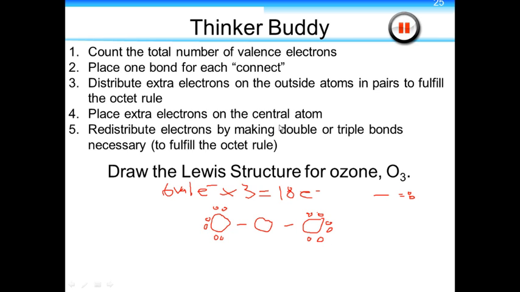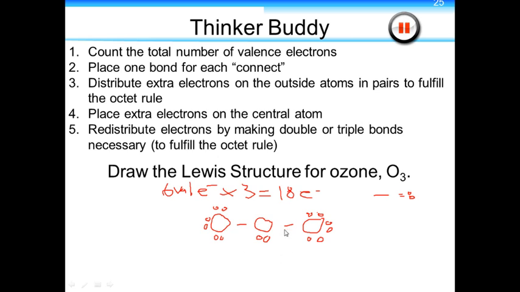Place extra electrons on the central atom. Well, how many have I used so far? I've got 2, 4, 6, 8, 10, 12, 14, 16. I've used 16 electrons. So I put my remaining 2 on that oxygen. But what's wrong? Something's not quite right with this picture. If you got this far, that's pretty good. But we need to do one more step. Yes, that's right. Or maybe you didn't get it, but that's okay.